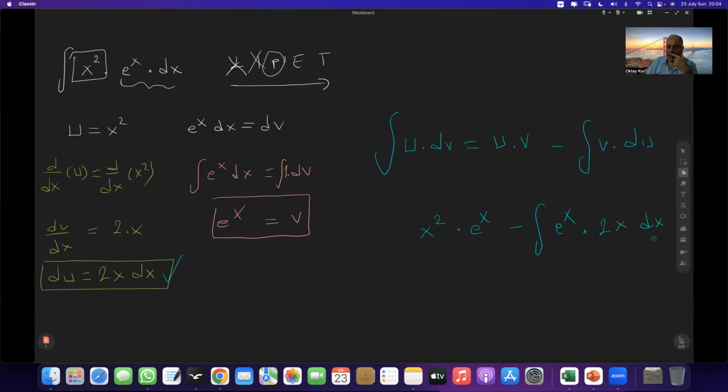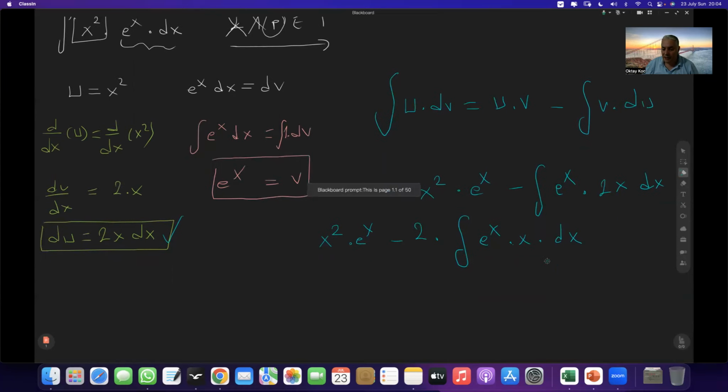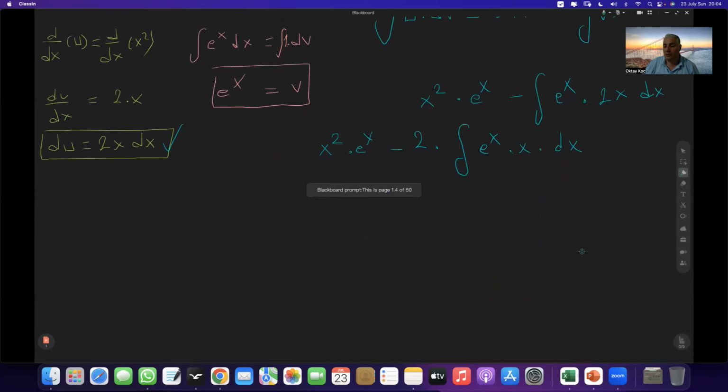And then what am I going to do? I can take this 2 out, which will be x squared times e to the power of x minus 2 times the integral of e to the power of x times x dx. But now, how can I continue? It's clear that I can't solve this question the normal way. If you remember the L'Hopital rule, we were implementing it again and again when the conditions are satisfied. The same thing we have for integration by parts.